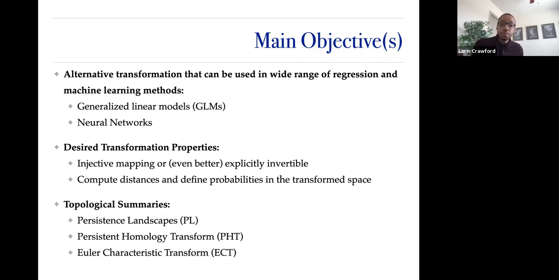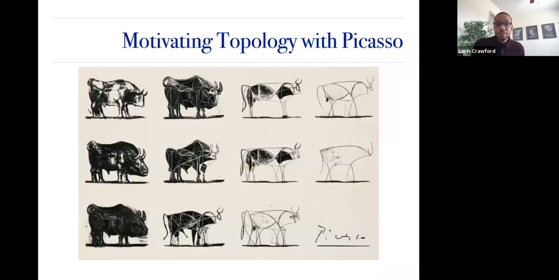Our topological summary statistics, you can choose many of them, right? And there are many invariants in the literature. We're going to focus on the bottom two: the persistent homology transform and the Euler characteristic transform. And I'll go over what each of these things are, right? I like to show this Picasso painting because it kind of shows what we're trying to do, right?